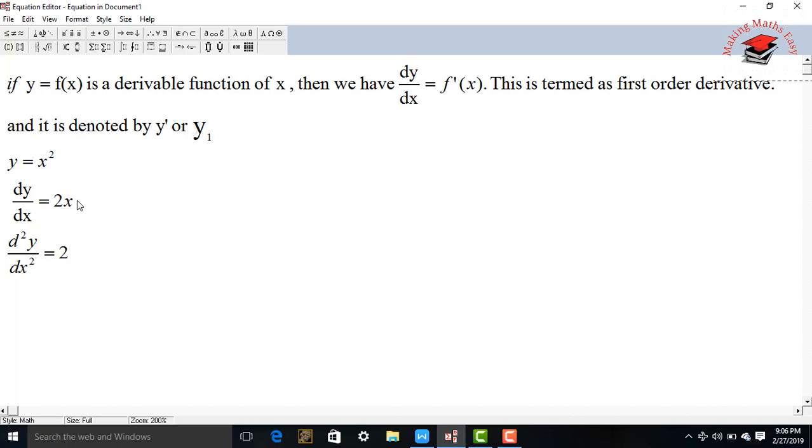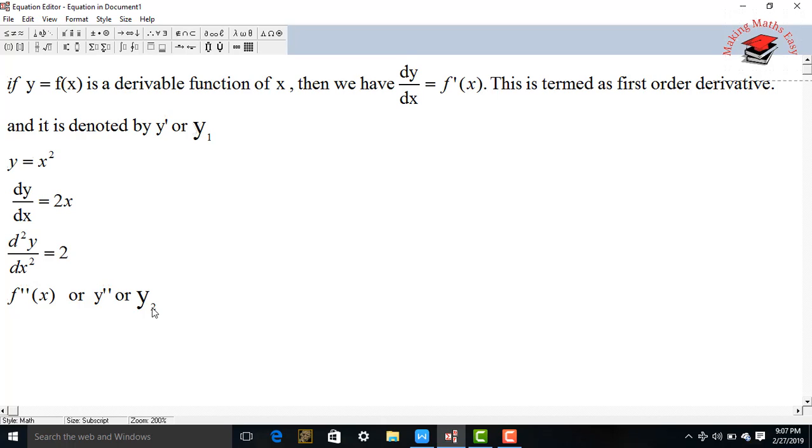In this way you have to find the second order derivative. Remember one thing: a second order derivative is always represented by f double dash of x, or using y2, or we can say y double dash. So we can write y double dash, or y2, in this case. This is how you represent a second order derivative.